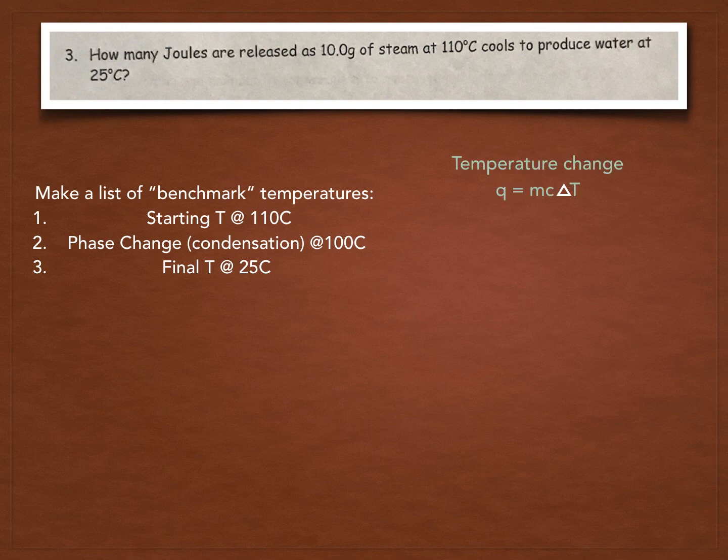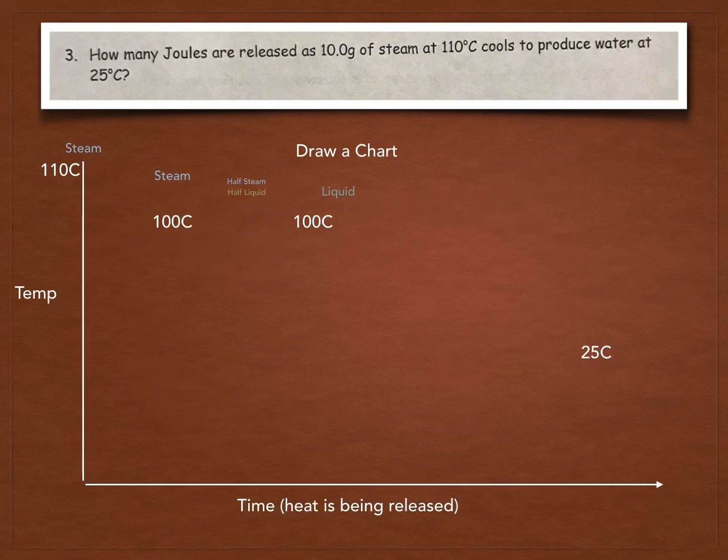Label which equation you will use. There is one temperature change, so that means you're going to use an equation that has delta T in it. The other equation is for phase change.